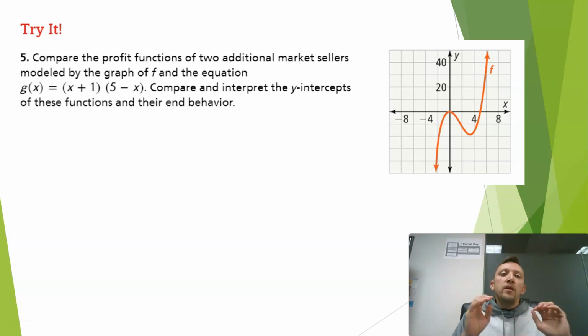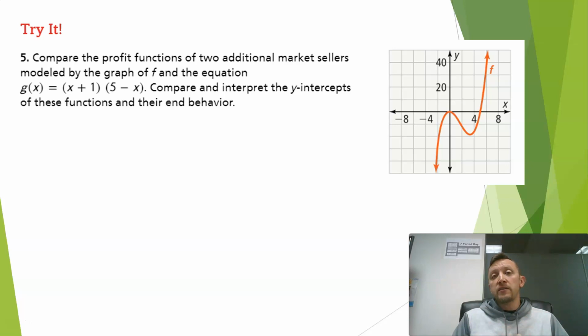All right. I want you guys to try this one on your own. Here we have this profit function, function f. You can see from that what the y-intercept would be. We can see where it's negative. We can see where it's going to be increasing over time. So I want you to identify where the y-intercept would be and the end behavior of this function g of x.